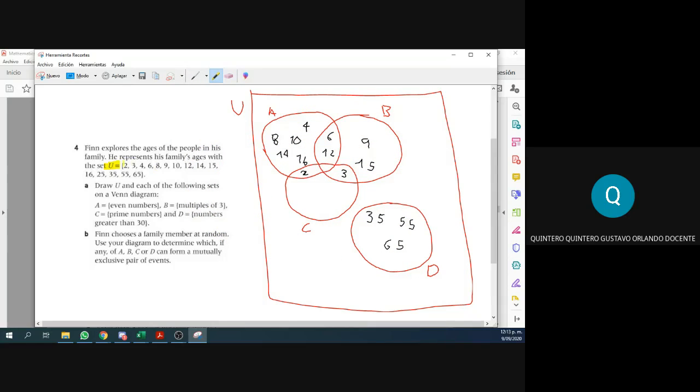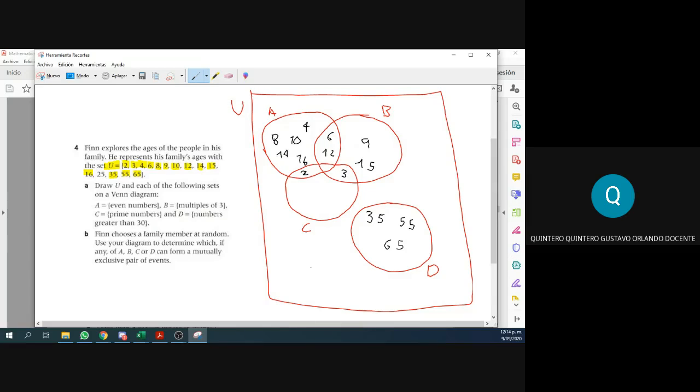And we have the 2. Is there. We have the 3. I'm just going to highlight them here in the question. We have the 4, the 6, the 8, the 9, the 10, 12, 14, right? We have the 15 right there. We have the 16, and then the bigger than 30s. We don't have the 25. It says here that it belongs to the set U, but it is not here. It is not in any of the circles, which means we need to put it outside of any of the circles.